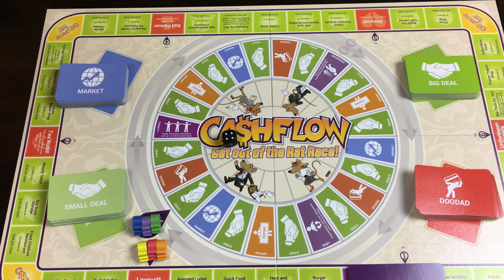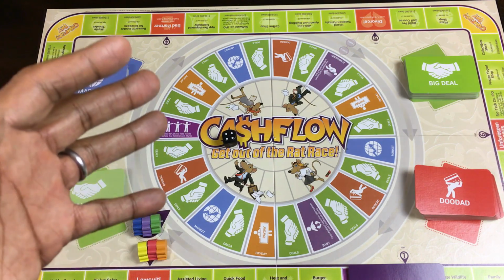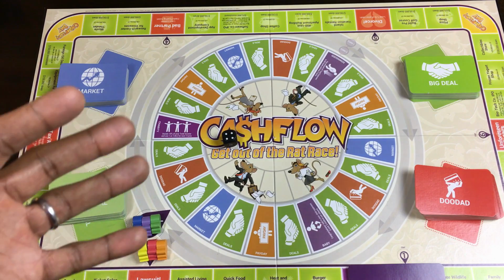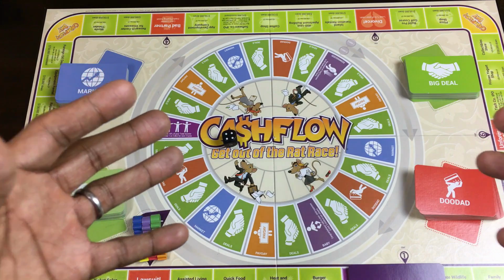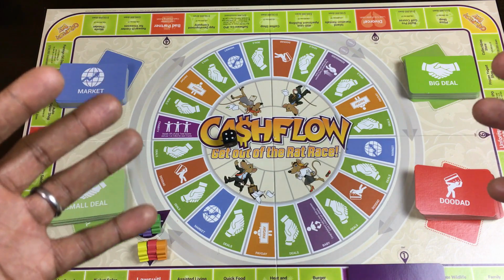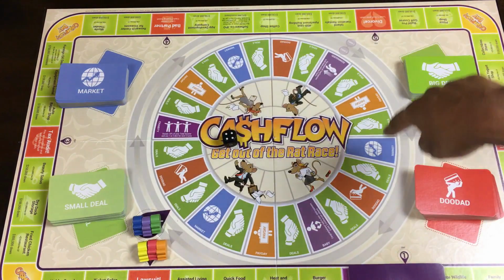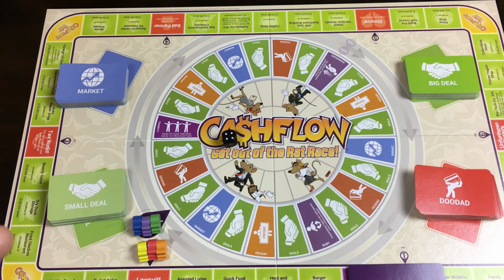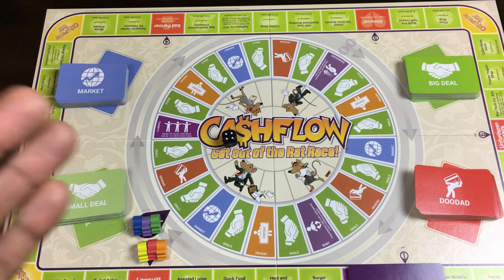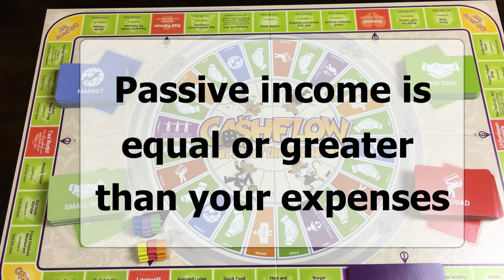The entire purpose of the game, aside from being able to increase your financial intelligence and help you to learn and retain more, is that the objective of the game is to escape the rat race. And where is the rat race? That's actually the center of the board. In order to escape the rat race, the question you're probably asking yourself is, how do I escape the rat race? You'll be able to do that once your passive income is equal to or greater than your expenses.